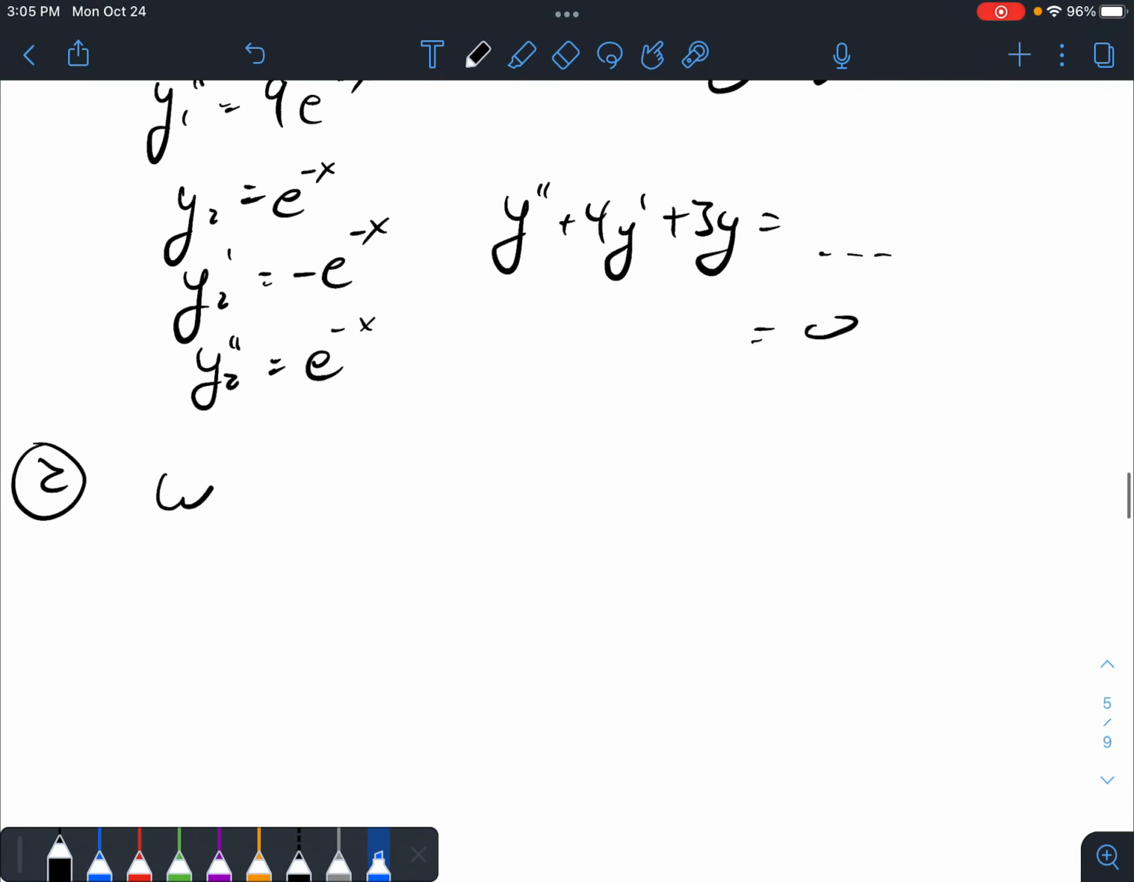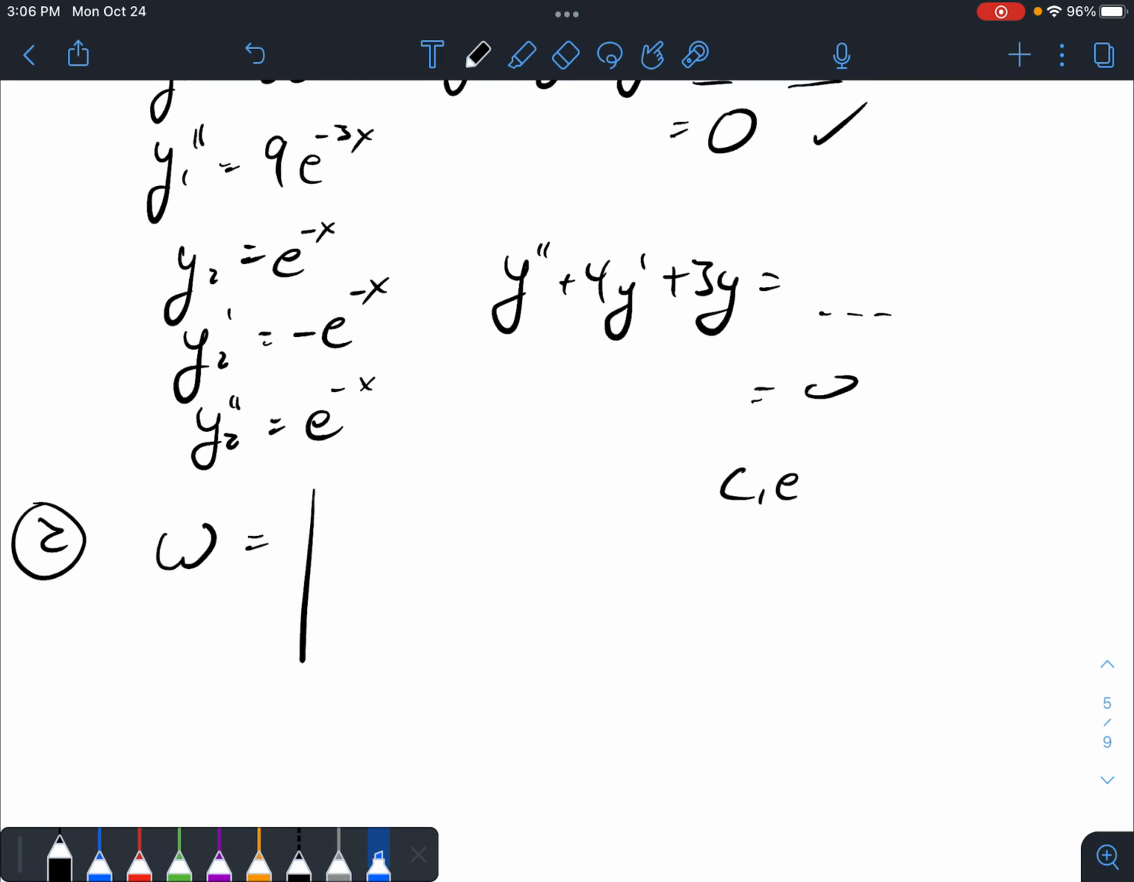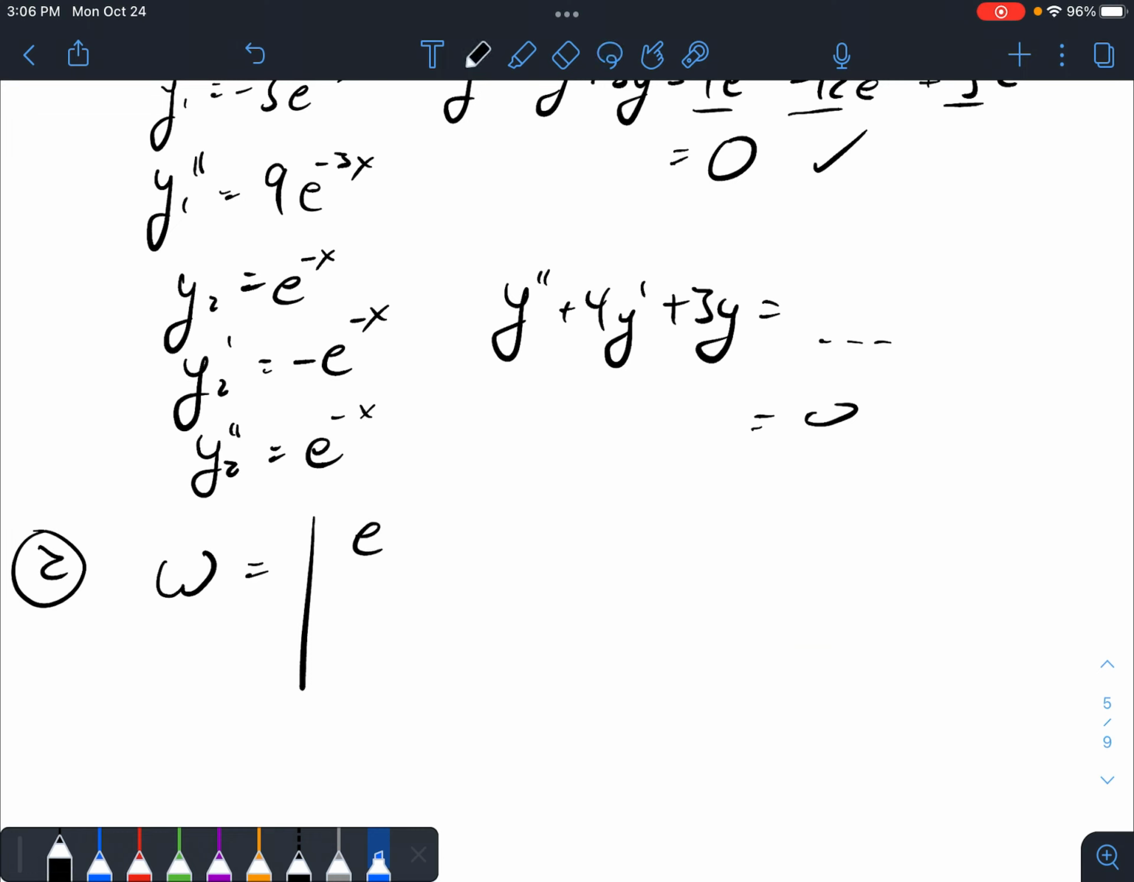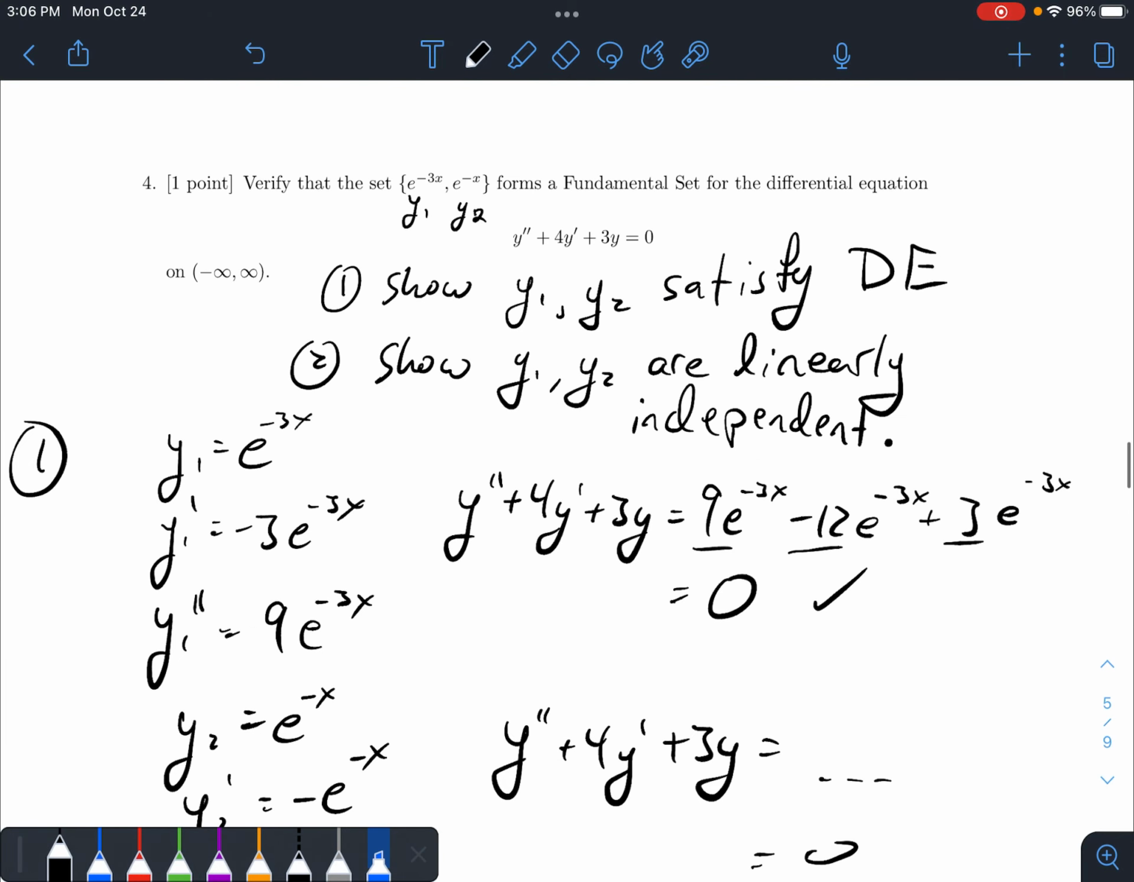So remember that linearly independent means, well, if you were to take c1 times y1 plus c2 times y2, that this is basically never equal to 0 for any c1 and c2 unless c1 and c2 are both 0. So this is what it means to be linearly independent, and the tricky way that we learn to show this is using the Wronskian. So you put y1 and y2 at the top.